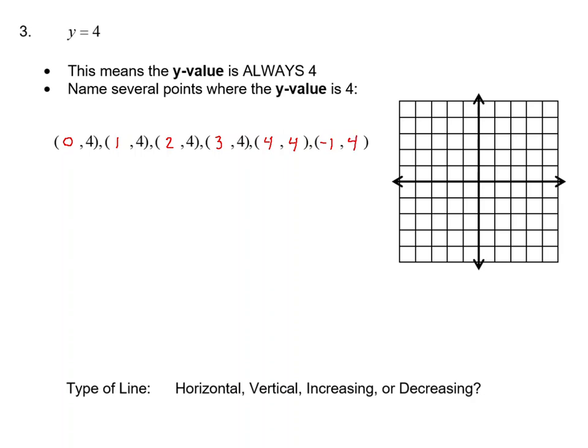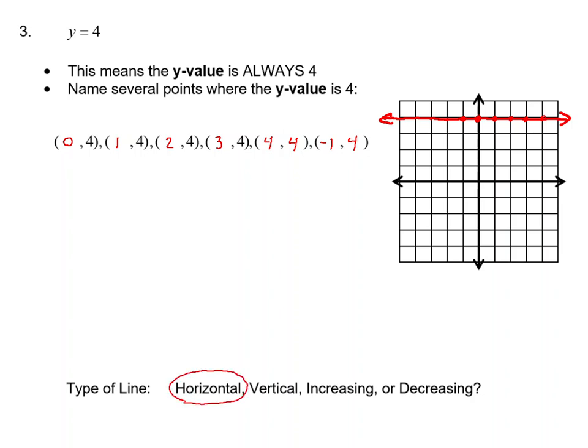If we plotted all of these points, let's start with 0, 4, and let's go to 1, 4, and how about 2, 4, and 3, 4, and 4, 4, and negative 1, 4. What do you start to notice? Hopefully you realize that all of these points are along this nice horizontal line, and I can connect all of those points together with this horizontal line.